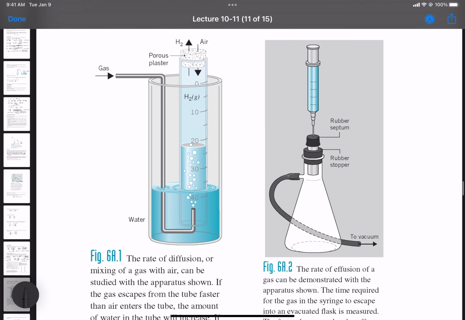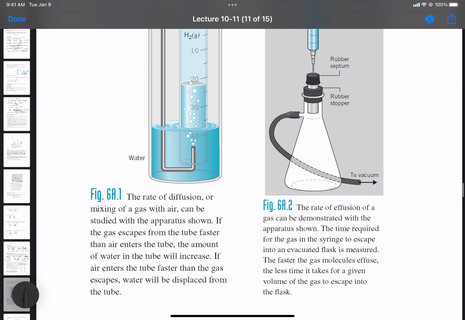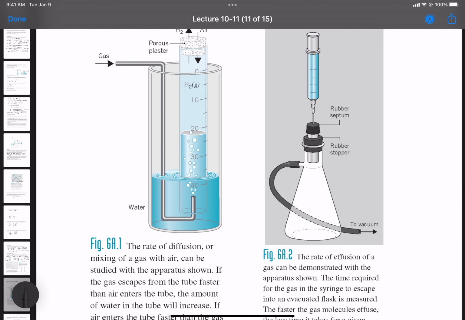And now, if the opposite is true, if air is entering faster, then water will be displaced from the tube because it'll be pushing the water out and back into the larger reservoir there. So we can determine the rate of diffusion here by comparing it to air. And usually, the lighter the molecule, the faster it will move, so probably the faster it will diffuse. And the heavier the molecule, the slower it moves, and it'll diffuse more slowly. Okay, so that's diffusion.